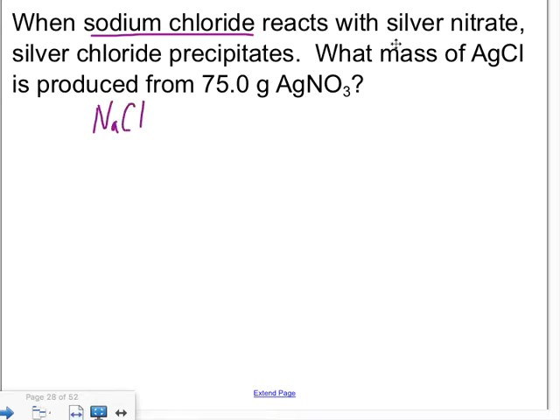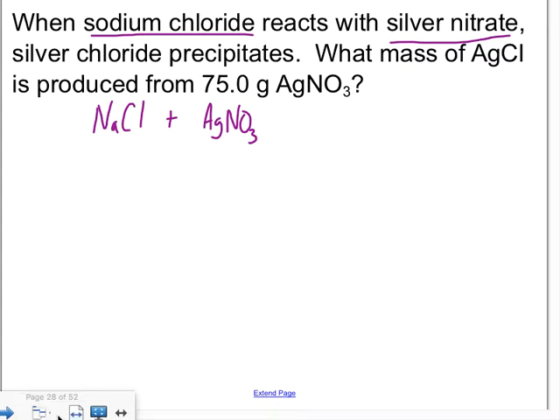And it reacts with silver nitrate. And silver nitrate is AgNO3. We did this in our lab, but silver is Ag. Nitrate is a polyatomic ion with a -1 charge, so it's AgNO3. What mass of AgCl is produced?